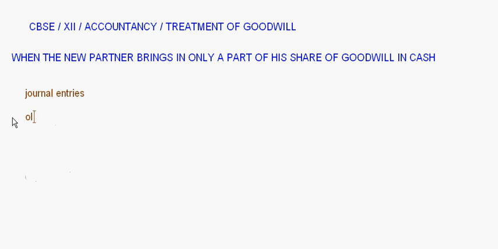Now let's look at what will be the journal entries in such a case. The first entry is for writing off the old goodwill. If any old goodwill is appearing in the books, then we will write off: old partners' capital or current account, as the case may be, debit to goodwill account. This will be done in the old ratio, right?